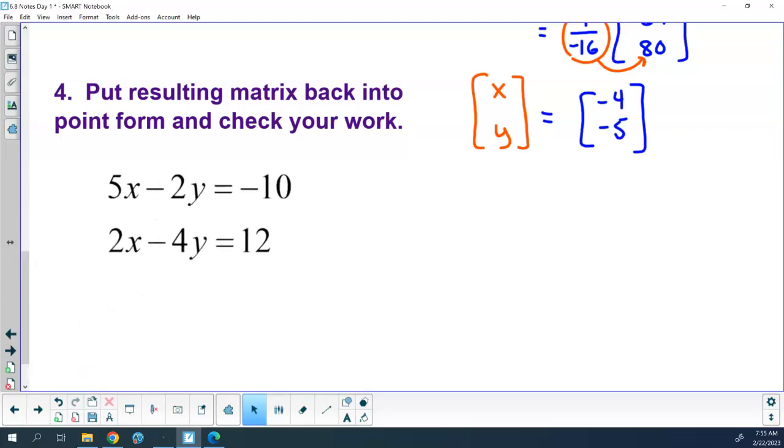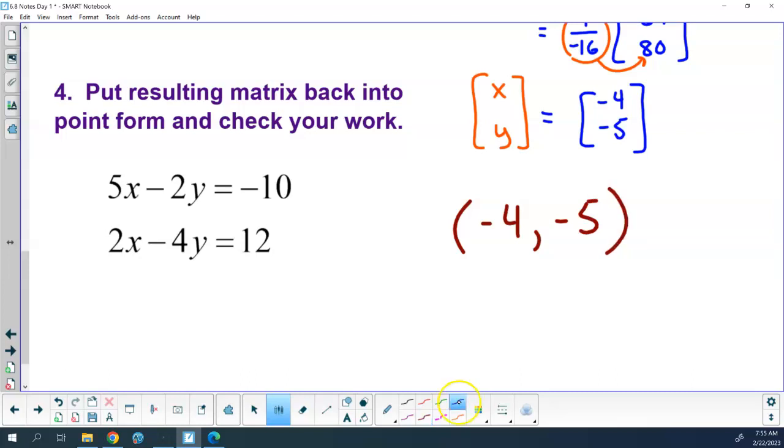Here's our original equation. So our suspected answer then in point form would be -4, -5. 5 times negative 4 is negative 20. Negative 2 times negative 5 is positive 10. Negative 20 plus 10 is negative 10. 2 times negative 4 is negative 8. Negative 4 times negative 5 is positive 20. Negative 8 plus 20 is 12. Checks out. There is our answer.